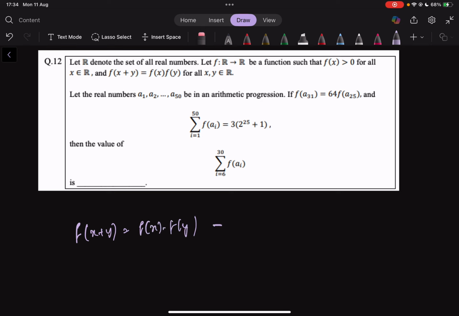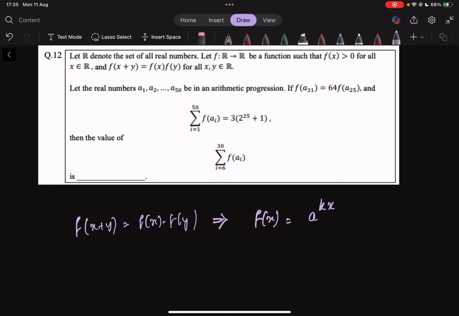So this is a common known function. This means f of x is a to the power kx for some a greater than 0. So it's satisfying the conditions, R to R and f of x is greater than 0 for all x belongs to R. Now they have also given f of a31 is equal to 64 times f of a25. So that means a to the power k times a31 is equal to 64 times a to the power k a25.